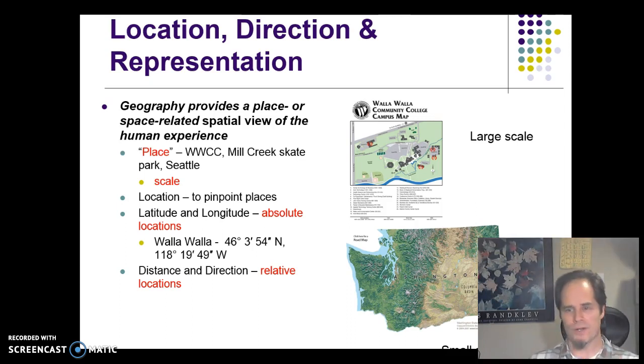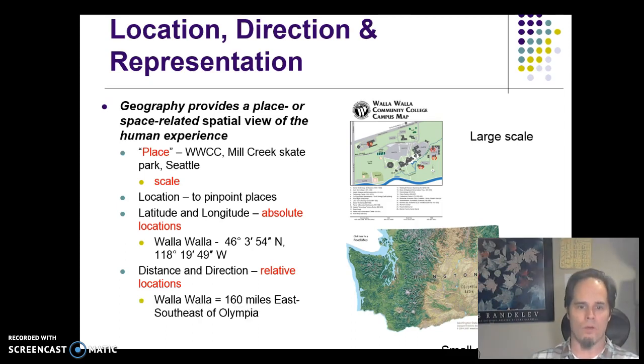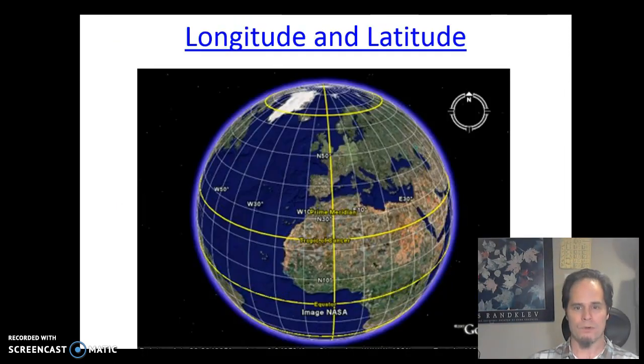For most of us, though, in our everyday lives, we use what is relative location. So we describe a location or a place based on its relative proximity to something else. So for example, Walla Walla is roughly 160 miles east-southeast of Olympia, Washington. And you can kind of see that relationship here as you look at the state of Washington's map. So those are important things to be thinking about as we move forward.